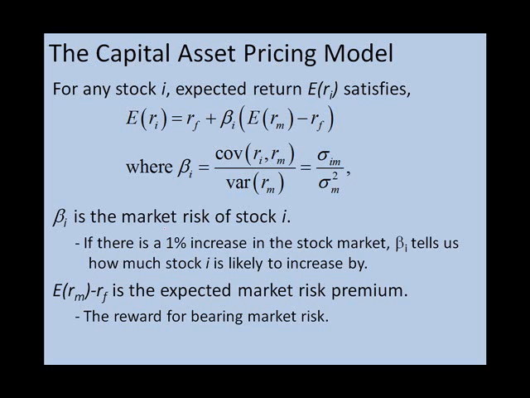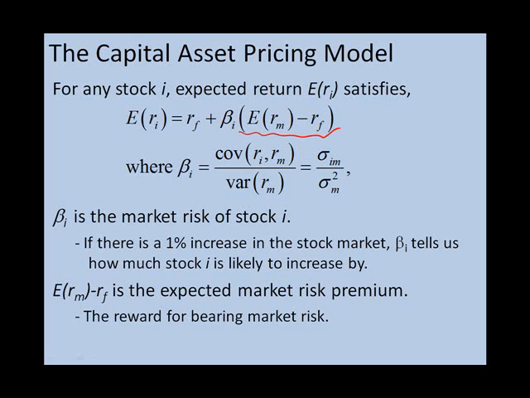And this beta tells us how much stock i is likely to increase by if the market goes up by 1%. The expected market risk premium tells us how much we should be rewarded for bearing market risk. Now let's spend a bit more time thinking about this formula for expected returns. Specifically, let's think about beta.